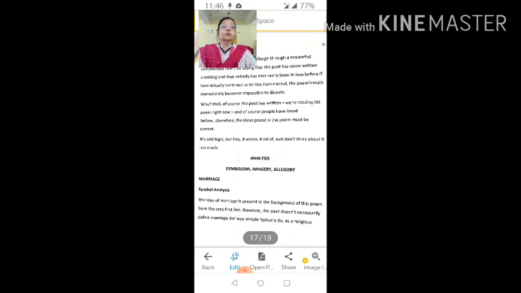This is almost 500 years after he passed away. And of course, people have loved before. Therefore, the ideas posed in the poem must be correct. Its odd logic, it works in spite of it. Kind of. Just don't think about it too much.